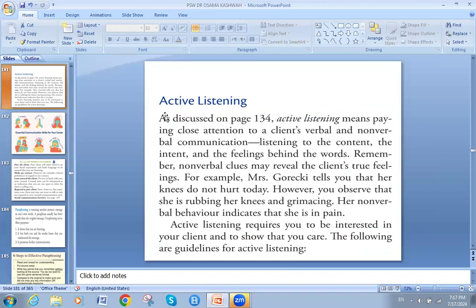So, active listening. Active listening, as discussed, means paying close attention to the client's verbal and non-verbal communication. As a PSW, your eyes should be on your client all the time, listening to the content, the intent, and the feelings behind the words. Remember, non-verbal cues may reveal the client's true feelings. For example, we have an example here.